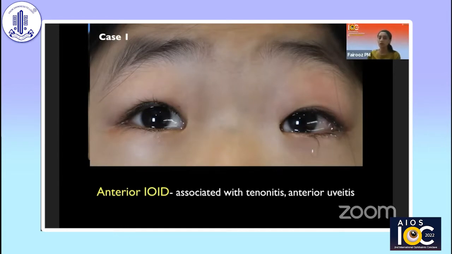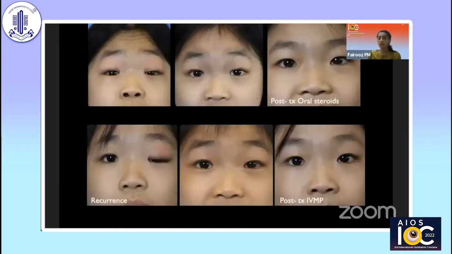So this is how important an anterior segment evaluation is in an orbital case, especially when you're suspecting an inflammation in the orbit. Well, she was treated with oral steroid and she did have a recurrence and finally settled with intravenous methylprednisolone.